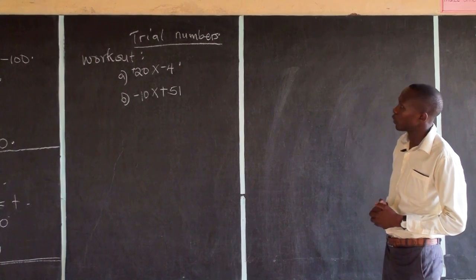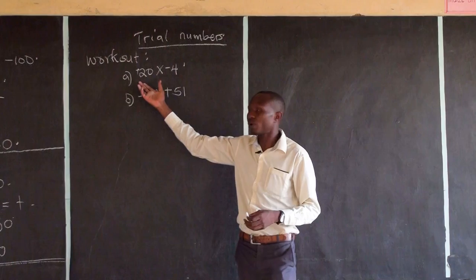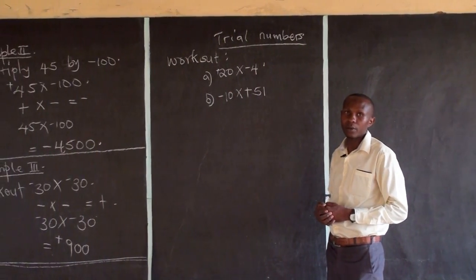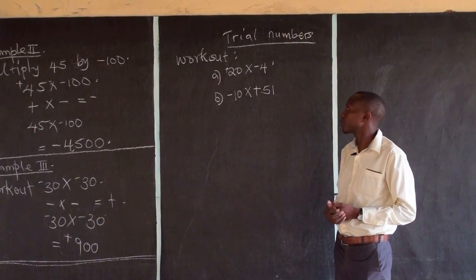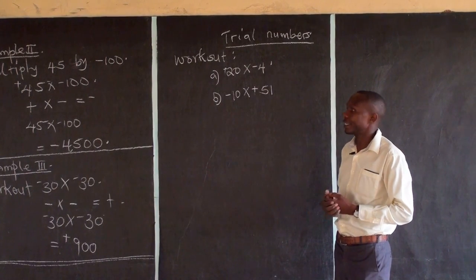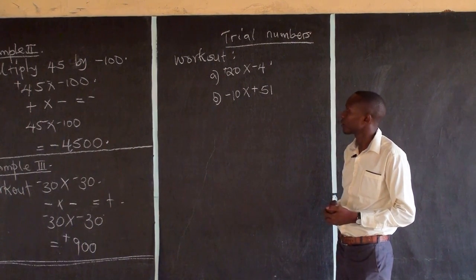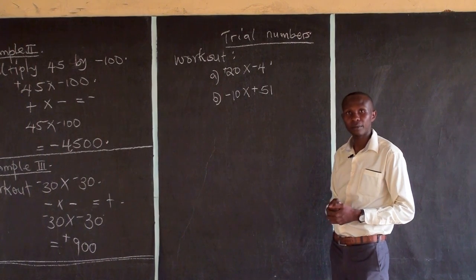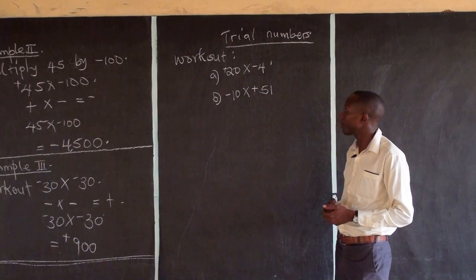Remember the principles of integers, whereby when you look at the first one, we have a negative and a positive on the same question. At the same time, B, we have also a negative and a positive. So make sure you follow the principles of indices before you can come out with the right answer. I hope you are already done with A. In case you are not done with A, try to hurry up so that we can cope up.